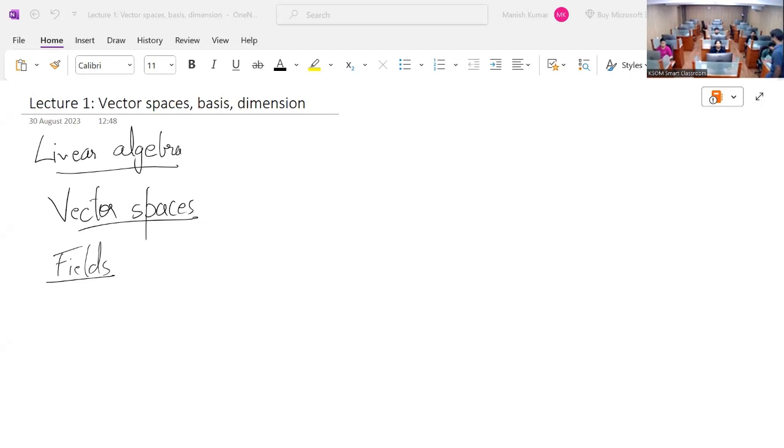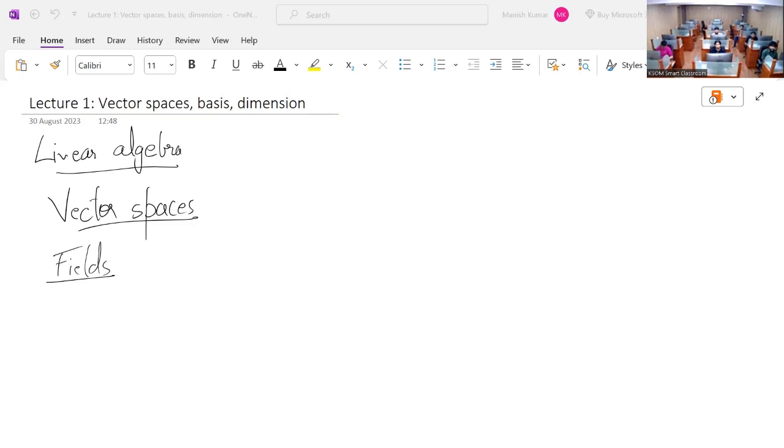So linear algebra is where we study vector spaces and maps between them. I'll start with the definition of a vector space. But do you know what a field is? Yeah, so a field is some set together with addition and multiplication satisfying certain axioms.